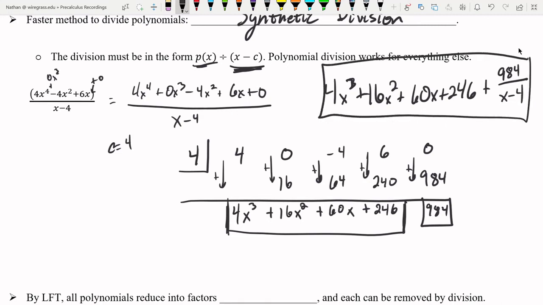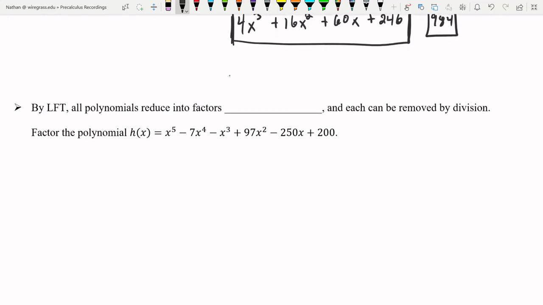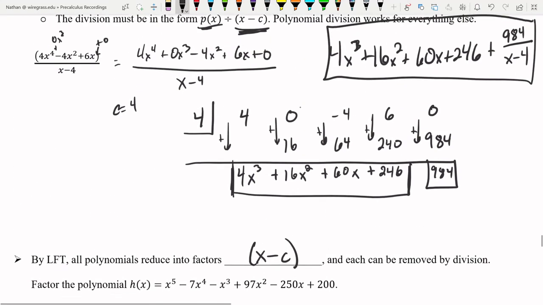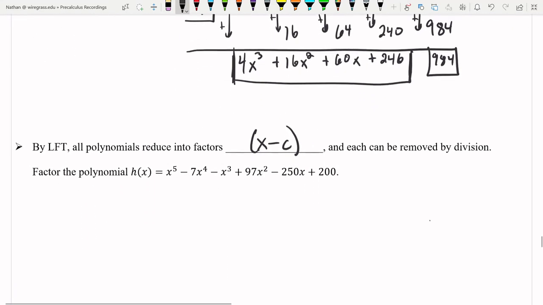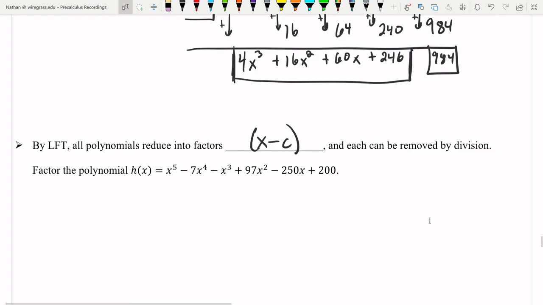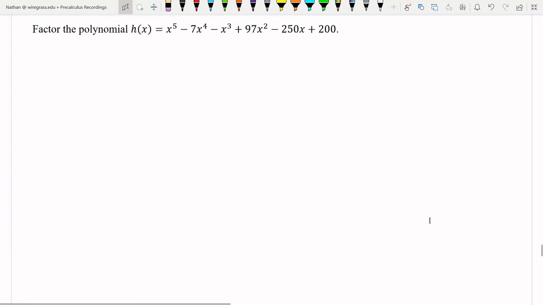So we got the same answer using long division or synthetic division. We can use synthetic division, however, because it was in this special form. Now, by the linear factorization theorem, all polynomials reduce into factors x minus c. And it just so happens that synthetic division only works for factors x minus c. So we can use synthetic division to remove these linear factors from a polynomial to find all of the zeros for it. That's actually how we're going to solve this polynomial here.